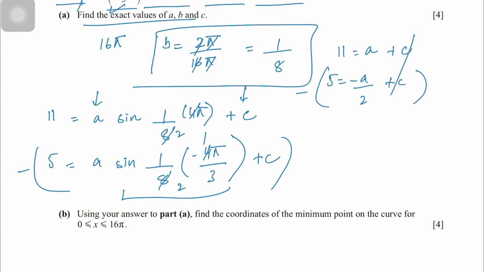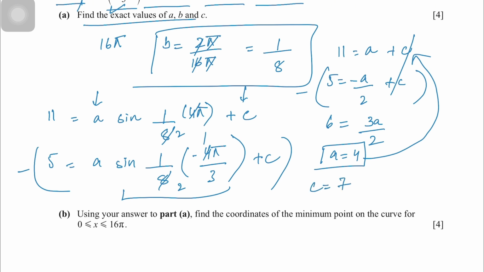So this C will be cancelled out, and we'll get our answer as 6 equals 3A plus 3A over 2. This 2 would be multiplied and 3 would be divided, and we'll get our A as 4. And we can plug in this equation, so we'll get our C as basically 7.